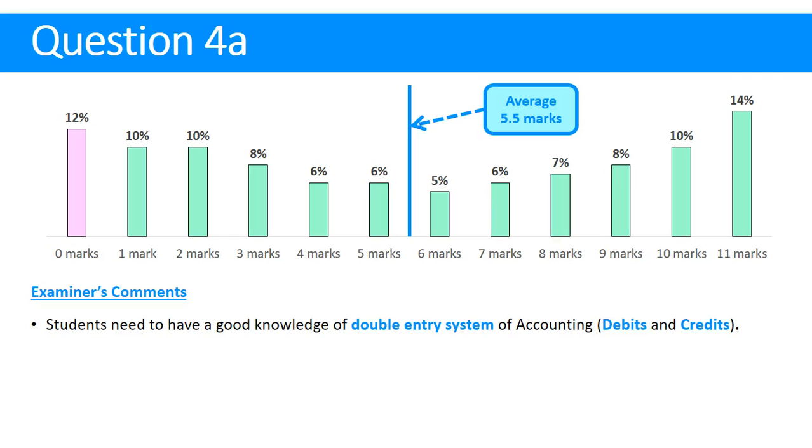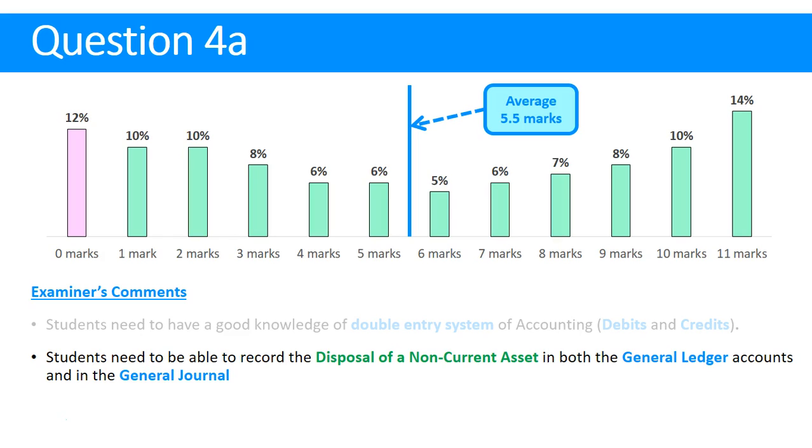The examiner's comments were, students need to have a good knowledge of the double entry system, debits and credits. Obviously we're doing a general journal here, so that was all debits and credits. We need to be able to record the disposal of a non-current asset in both the general ledger and in the general journal. So in this case we did the general journal. If you look at past exams though, you'll see that you are sometimes asked to do just the disposal of asset ledger, and it actually requires the exact same knowledge. It's just answered in a different way.